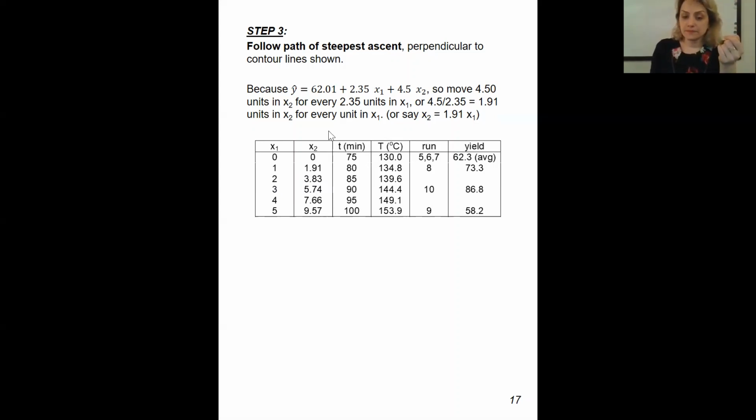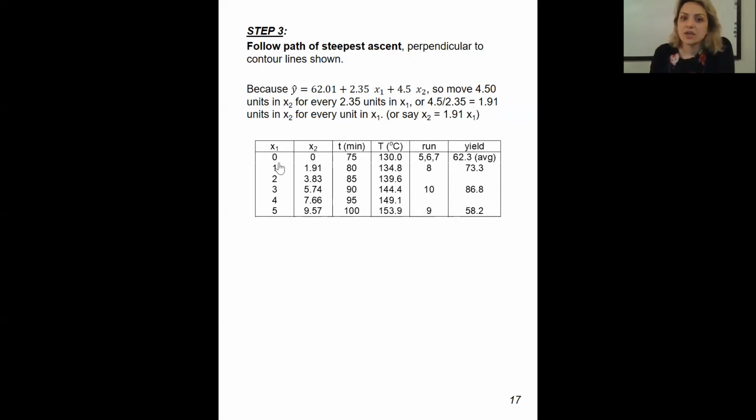Then we are going to decode these x1 and x2 with the first equation that we had for the coding. And then we are going to find out our runs. For example, this 0 and 0 is our center points, right? We take the average of whatever we had before, runs 5, 6, 7. The average of them is going to give us the yield. You don't need to rerun the experiment.